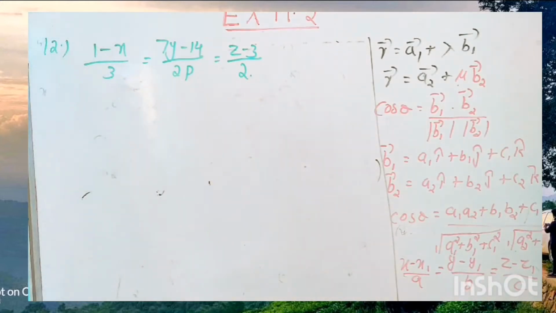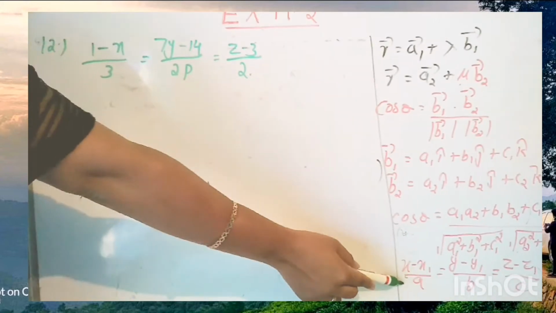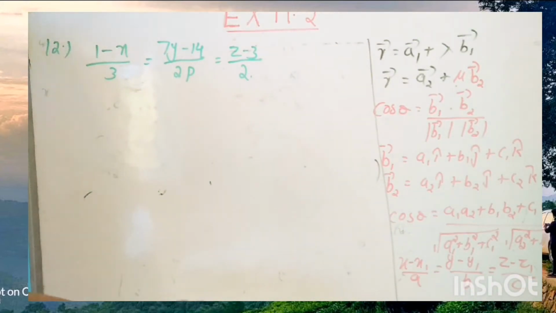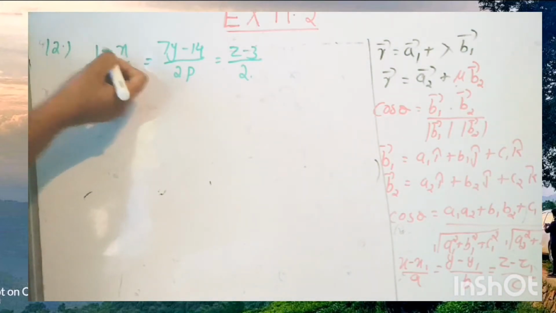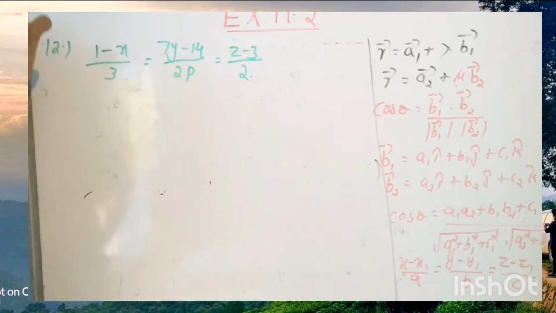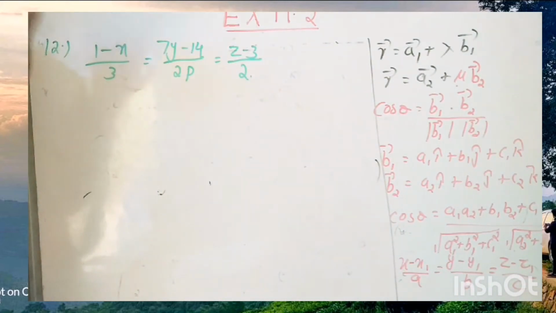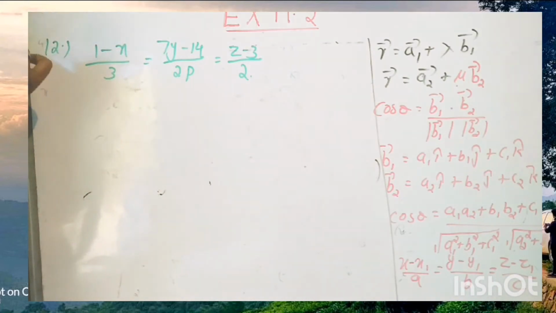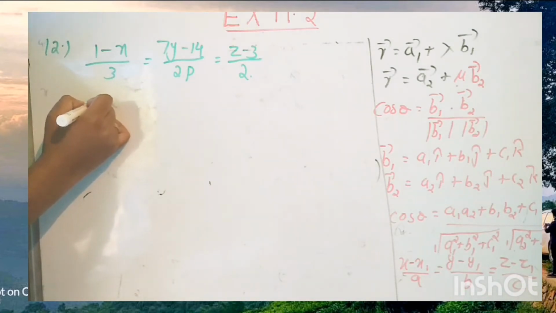If your equation is given in Cartesian form, you need to convert that equation into this form: (x minus x1)/a = (y minus y1)/b = (z minus z1)/c. This is not in the form x minus x1. Here the coefficient of x is minus 1, and we need to make it 1. For that, just multiply numerator and denominator by minus 1.